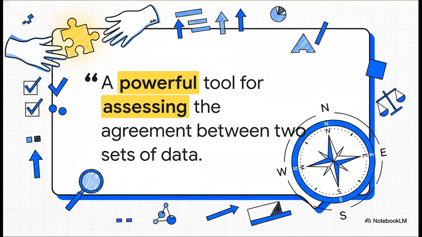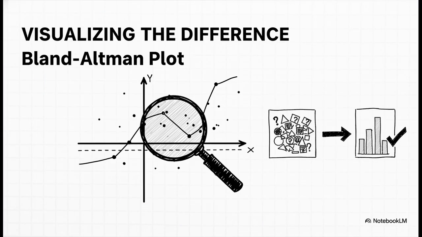It really all boils down to this one simple idea. We're not just collecting data for the sake of it. The whole point is to find agreement, to build confidence in our tools and our results. So if there's one thing you take away from this, it should be this. By forcing us to look directly at the difference, the Bland-Altman plot gives a brutally honest look at how well two methods agree. It's way more revealing than just looking at a table of numbers.